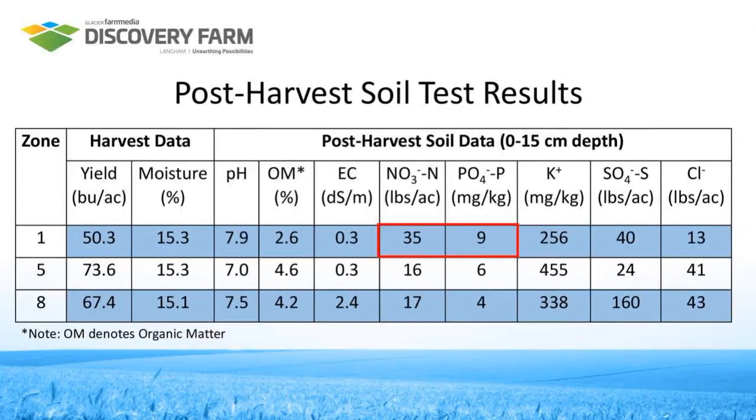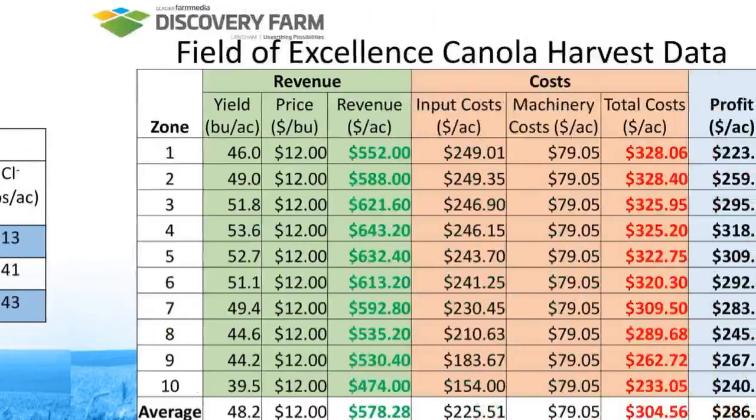A couple of things jump out to me. Number one, at our zone 1 location, we did see some residual nutrients in terms of nitrate and phosphate compared to the other soils. And secondly, at that zone 8 location, as we saw earlier, there is an increased electrical conductivity value. And so we're expecting that the salinity would have an impact on our yield at that location.